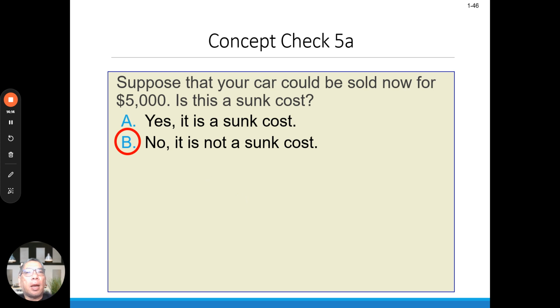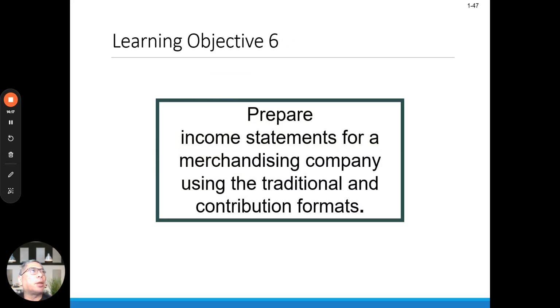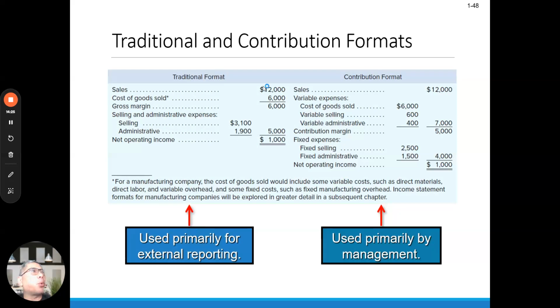Okay. Learning objective number 6, which is to prepare an income statement for a merchandising company using the traditional and contribution formats. This is the traditional format on the left side, and the contribution format, which is much longer. The contribution format is used primarily for management, and the traditional one is primarily used for external reporting. I am a CMA. When I was a CMA, I did mostly the contribution format. Mine is Certified Management Accountant, so we are mostly doing a lot of costing.